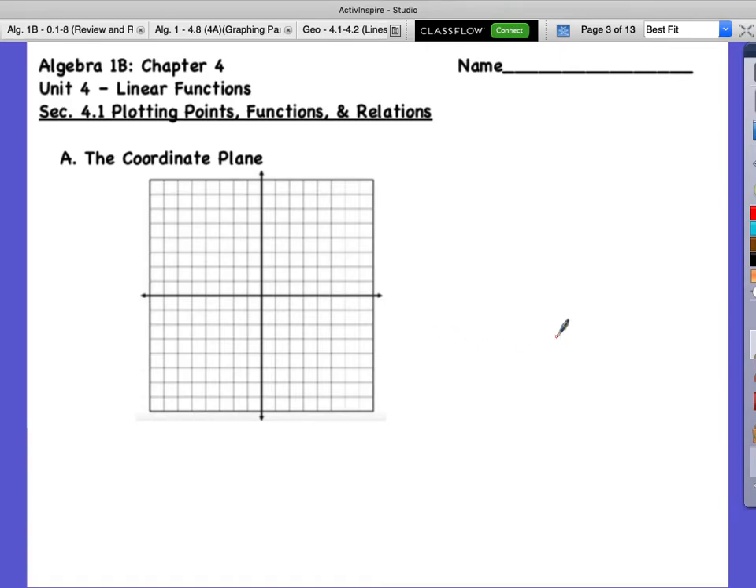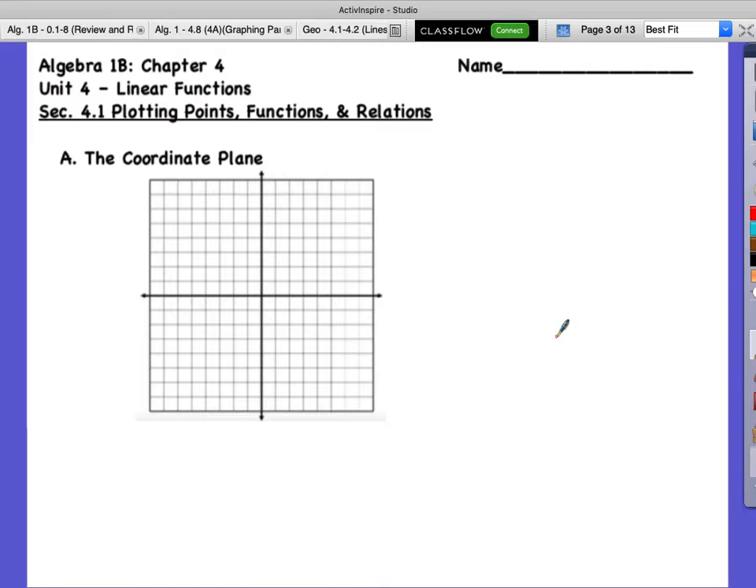Okay. So we're going to talk about the coordinate plane. This chapter, we're going to be talking about linear functions and how to graph them, okay? I believe you guys also covered this last year, and we're going to continue it this year. So our first step is to talk about what the coordinate plane is. You guys have seen this before, I'm sure.